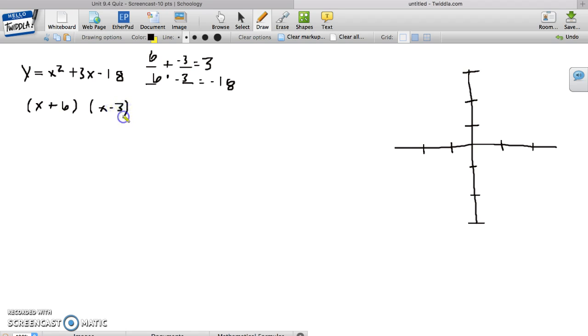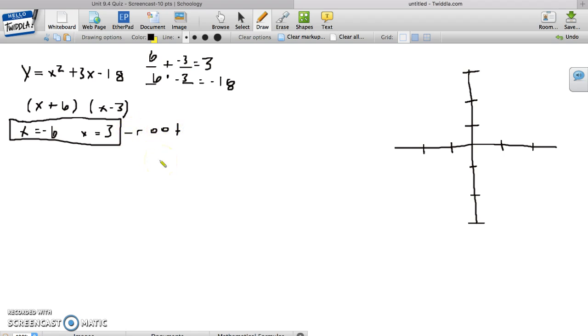So now with this we just need to find our x values. So x is going to equal negative 6 and x is going to equal 3, because negative 6 plus 6 is 0 and 3 minus 3 is definitely 0. So right here, negative 6 and 3, these are our roots. So we already solved part of our little equation.